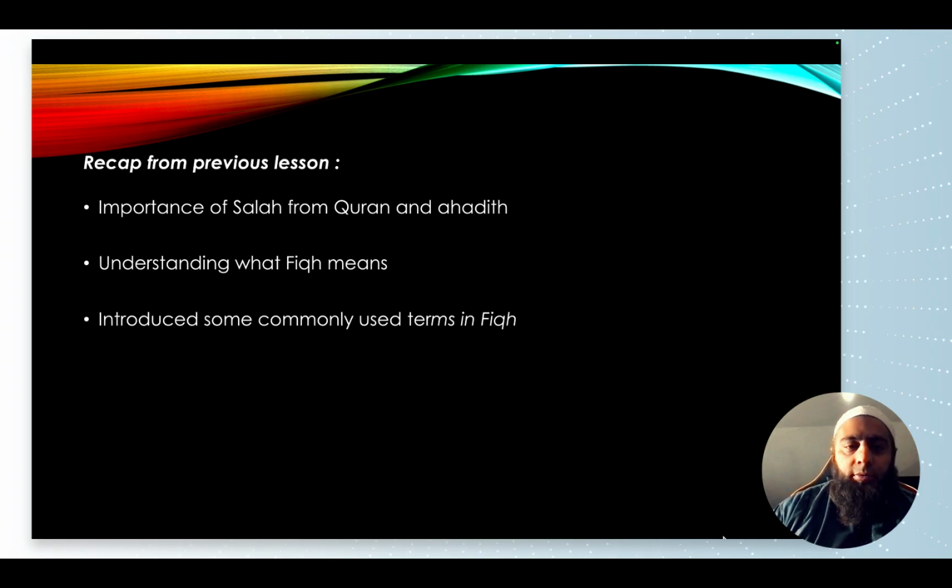Just to recap on lesson number 1 that we did previously, we looked at the importance of Salah based upon ayat of Quran and a selection of ahadith. We then defined what the linguistic meaning of fiqh is and how it applies in terms of our Sharia. And then finally we introduced some of the commonly used terms in fiqh, just so we have an understanding, because these terms will be repeated throughout.